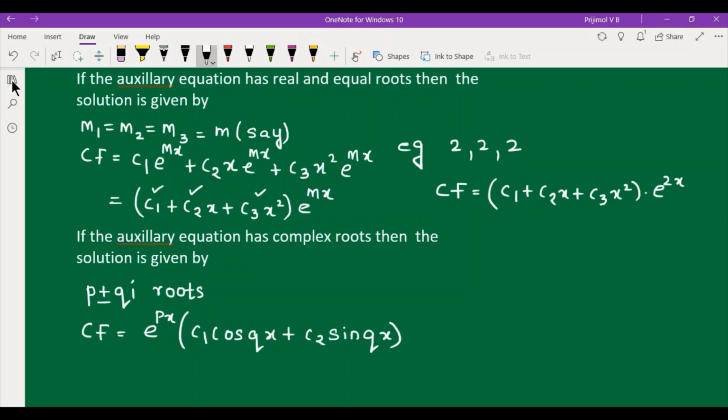Now, if you have complex roots, say p plus or minus iq, then the complementary function is e raised to px, c1 cos qx plus c2 sin qx. I will give you an example now.